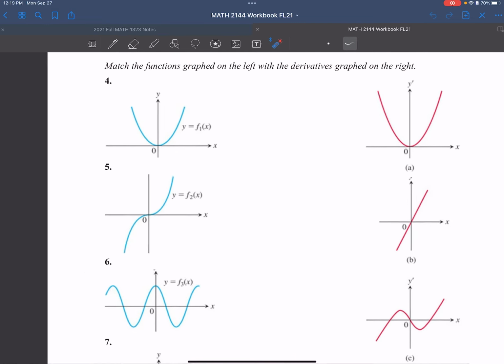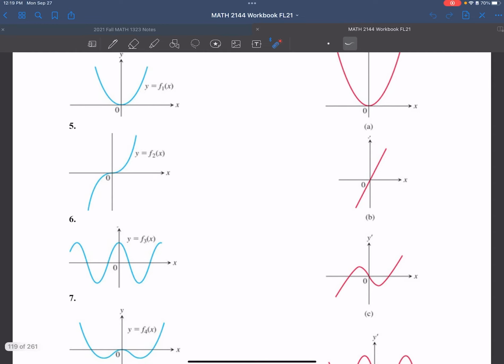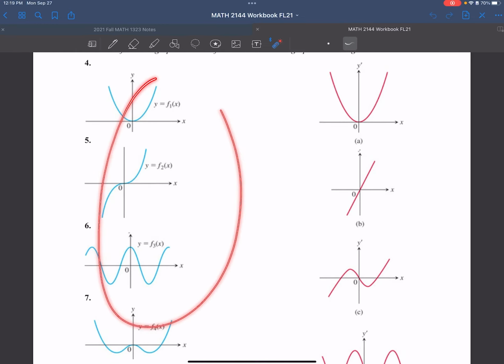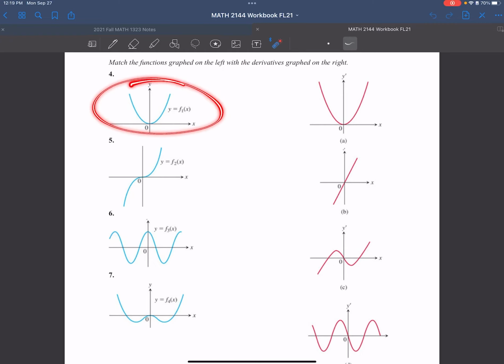But if we want to look at this right here, we do have some specific functions that we want to look at. So if we look at 4, 5, 6, and 7, again we have the graph of the original over here, and then over here we have derivatives. But of course they're not lined up, so we want to go ahead and just take a moment and say, we have this function right here.